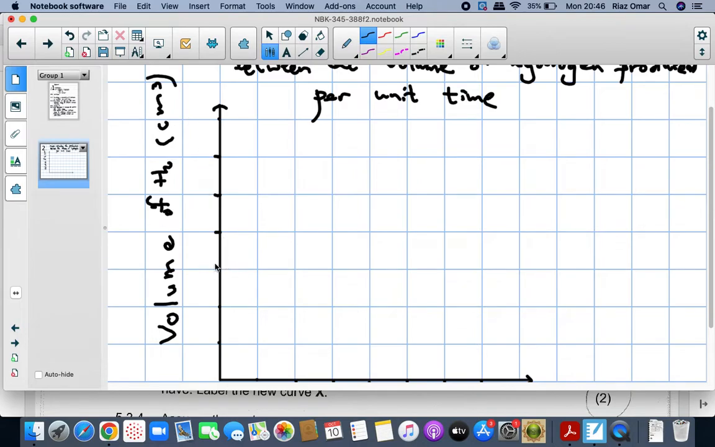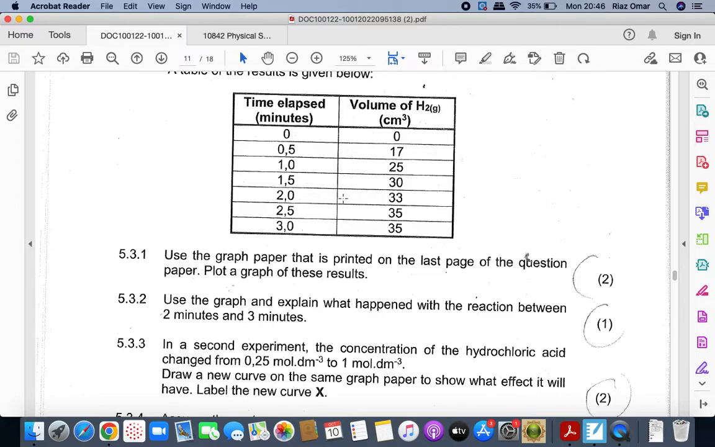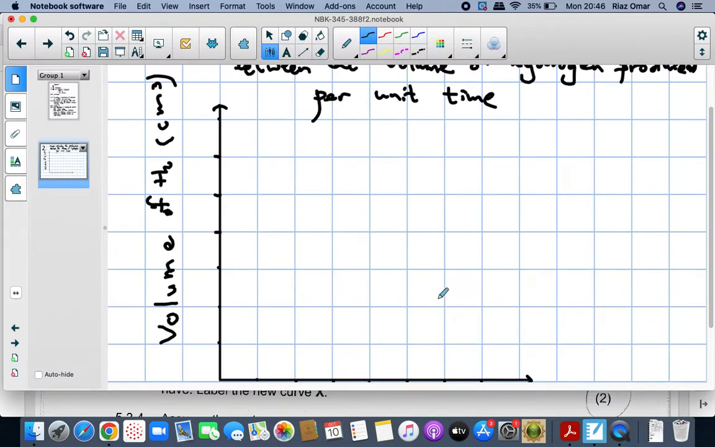Then we take the volume according to this. We'll see that the volume goes from 0 to 35 centimeters cubed. So we can put it down as 0, 5, 10, 15, 20, 25, 30, 35 centimeters cubed.